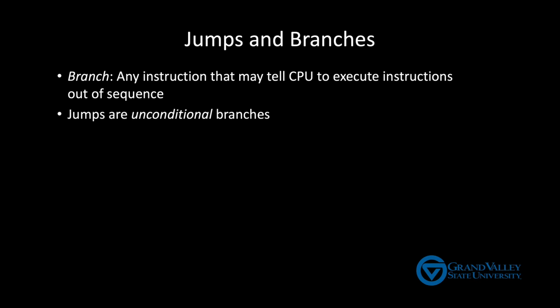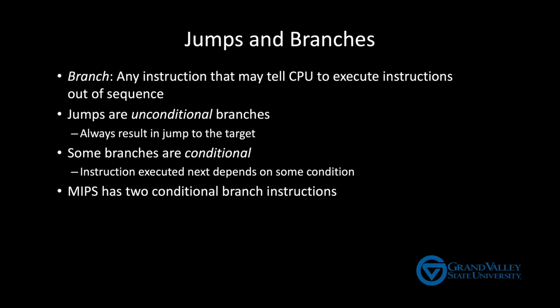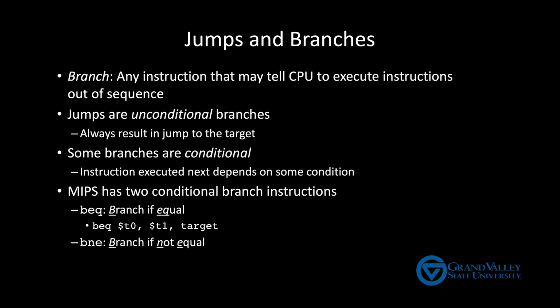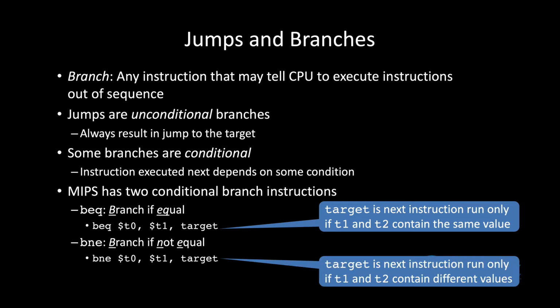Jump instructions are unconditional branches. They always result in a jump to the target address. A branch is called conditional if whether the program flow changes depends on some condition. MIPS provides two conditional branch instructions: branch if equal and branch if not equal. Branch if equal looks like this. It compares two registers and branches to the target if the two registers are equal. Branch if not equal only branches if the two registers are different.